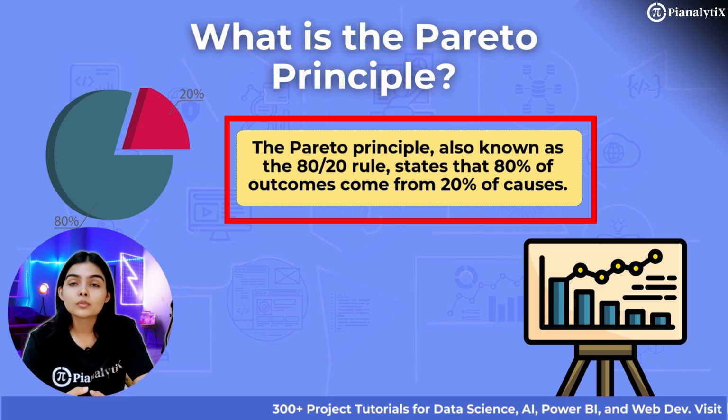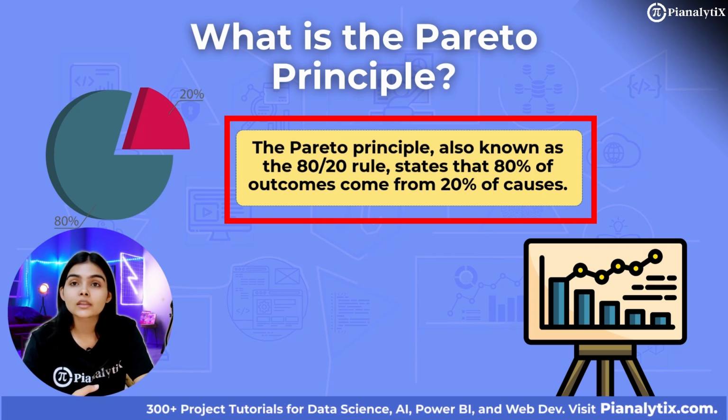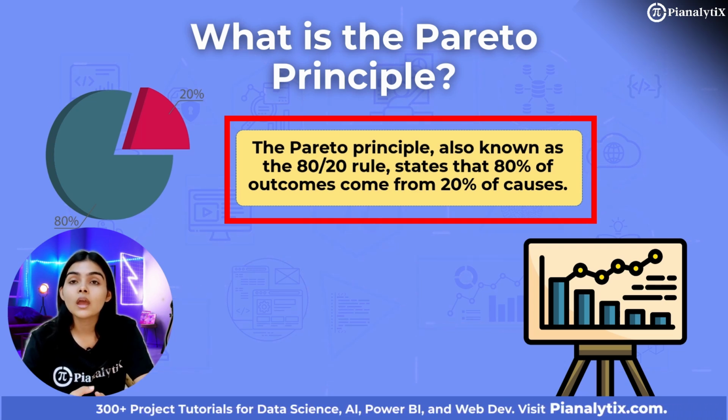Now, the Pareto principle is a decision making tool that is used in business very, very often. It is also known as the 80-20 rule, which means that 80% of a business's problems can be traced to 20% of the factors. What that means, I will show you with an example.